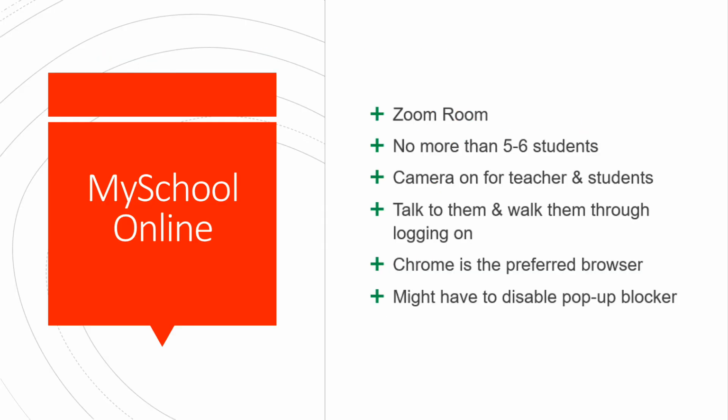I did get a little bit of information about how My School Online will be handling this. I saw this slide, so I don't have a lot more information, but I will work to get that for you. It said to have a Zoom room with no more than 5 to 6 students, so I'm thinking a breakout room. Have the camera on for teachers and students. Talk to them, walk them through logging on as you would if they were in front of you. We want to have them use Chrome as the preferred browser, and I guess they might have to disable their pop-up blocker, but again, we'll get more information for you on that.